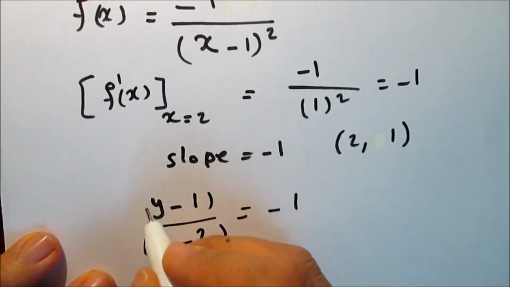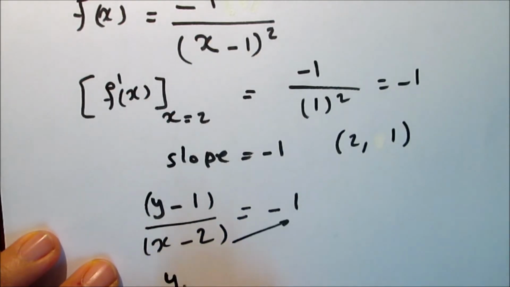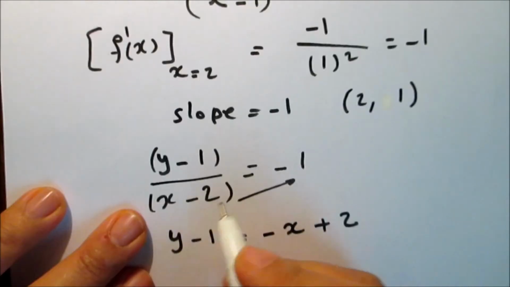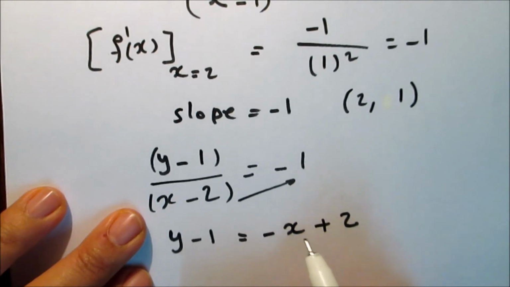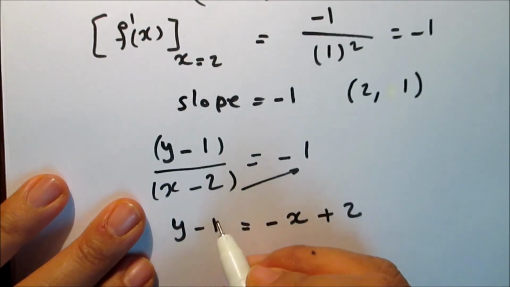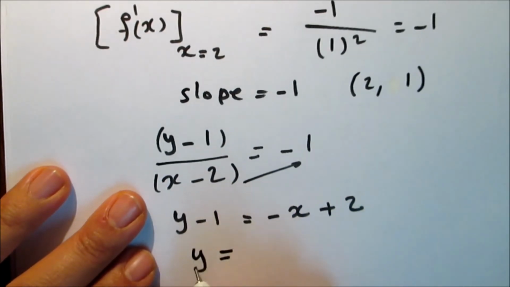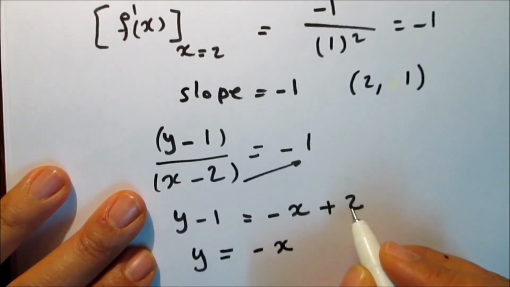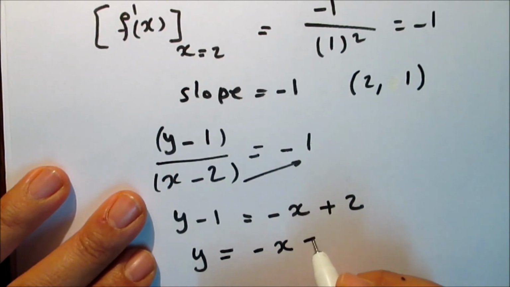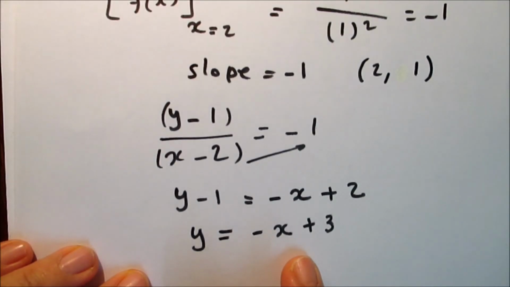Cross multiply and find the equation. So y minus 1 equals, multiplying this times negative 1, negative x plus 2, and move the negative 1 to the other side. Therefore, y equals negative x plus 2 plus 1, which is negative x plus 3. This is the equation of the tangent to the curve of the given function at the given point.